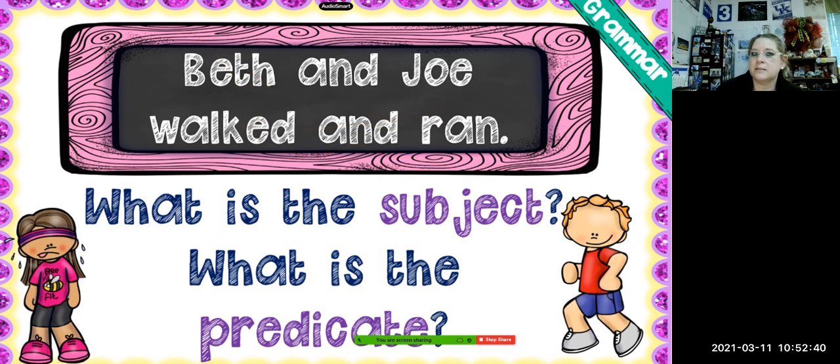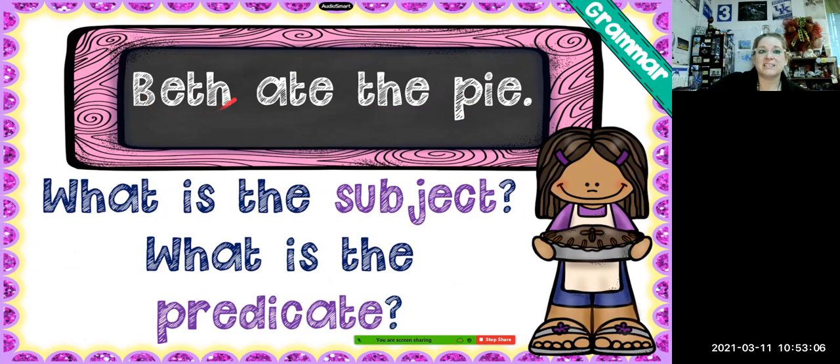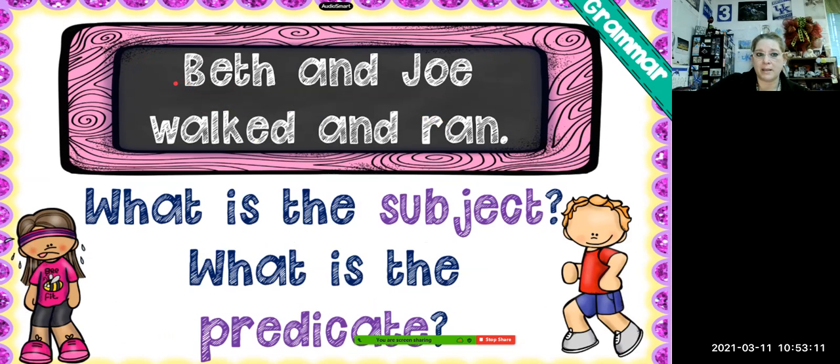Who or what is that sentence about? Okay, so you may have said Beth, and that's partly correct, but is that sentence only about Beth? No, it's about Beth and Joe. This is called a compound subject. That means you have more than one, okay? This was a simple subject because you only had one. This is going to be a compound because you have more than one. So Beth and Joe are the subject, the compound subjects.